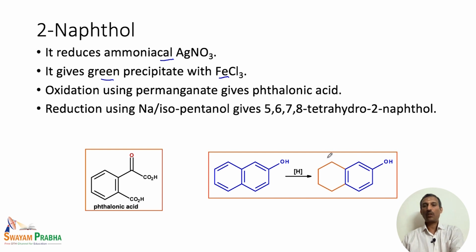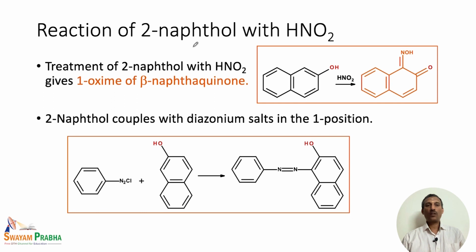undergoes hydrogenation. And when we look at reactions with the nitrous acid, here we end up with only 1 product. That means we get 1-oxime of beta naphthaquinone as the only product that is formed when 2-naphthol is treated with nitrous acid. And when the 2-naphthol couples with the diazonium salt, we end up with the condensation, or the azo group is introduced at position number 1. For 1-naphthol we get 4 substitution. For the 2-naphthol we get the substitution at 1 position.